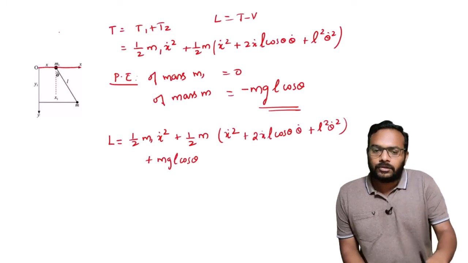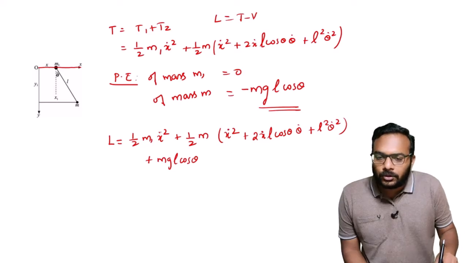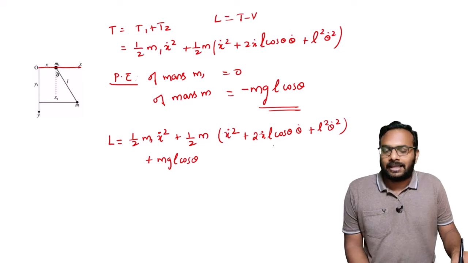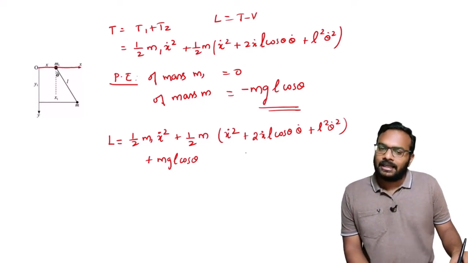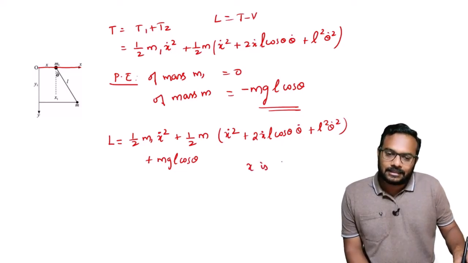If you look here, you see that there is no x in this Lagrangian. X does not feature in this Lagrangian, so it is independent of x. There is a word for it. We say that x is cyclic, or x is a cyclic coordinate.